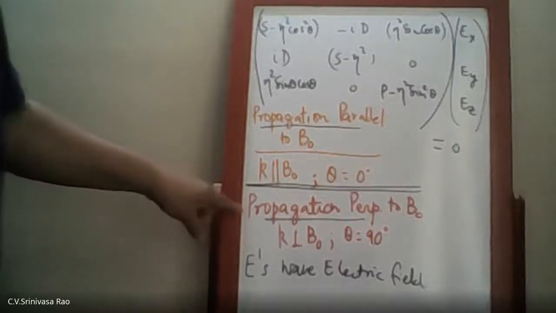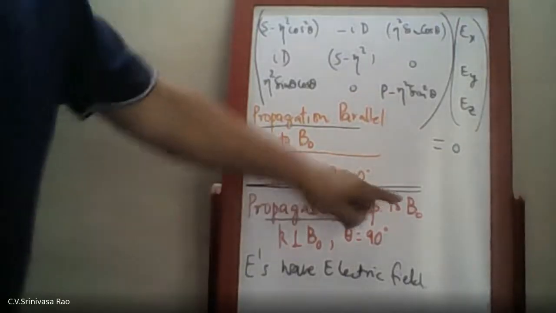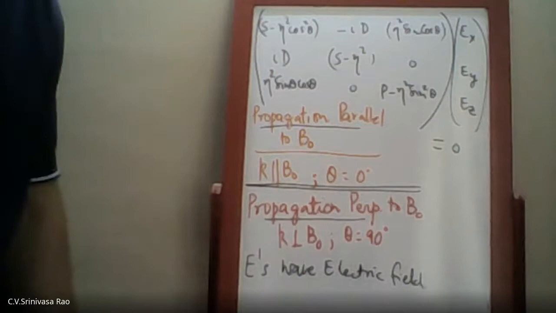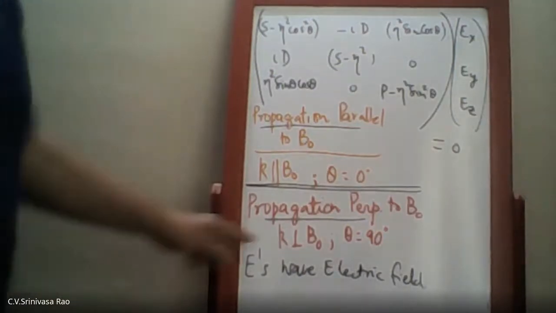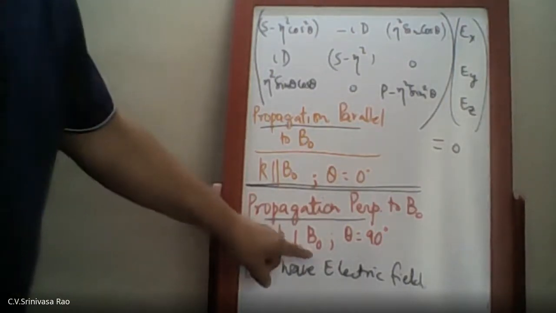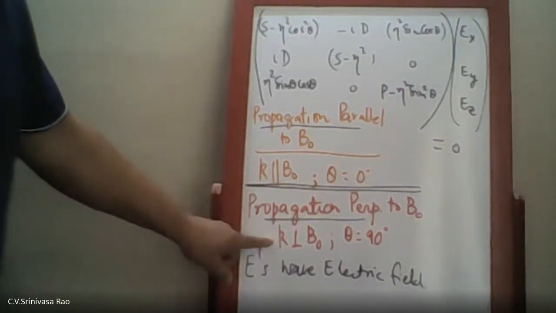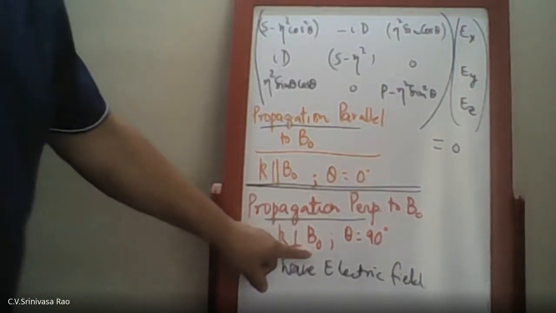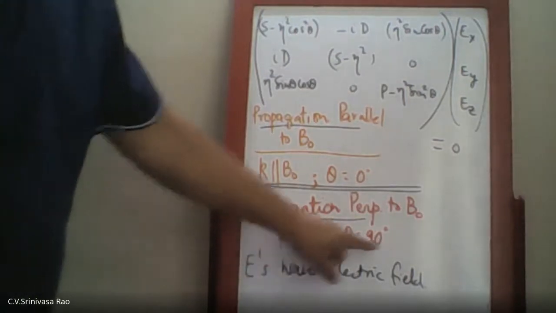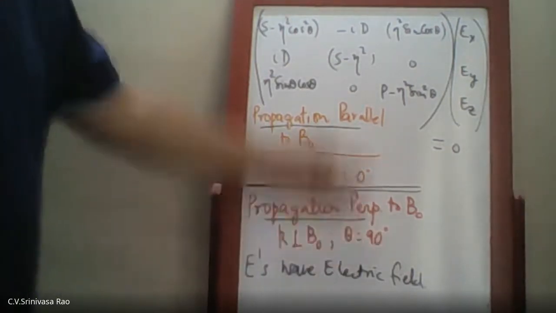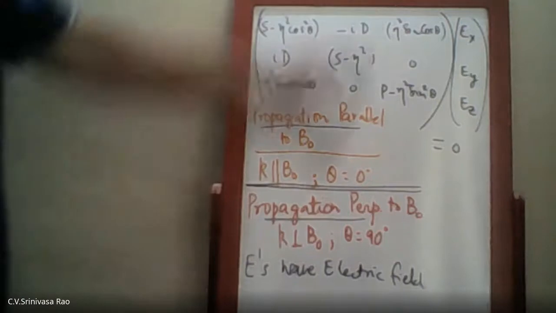So today I plan to do propagation perpendicular to the magnetic field, which means the wave propagation direction K is perpendicular to B naught, which means theta is equal to 90. So basically these values I have to put now for sin theta and cos theta.